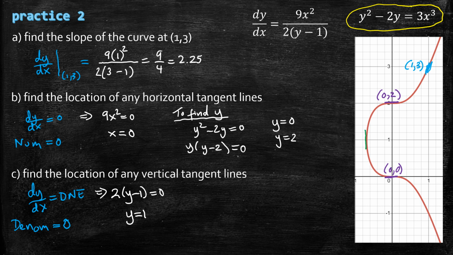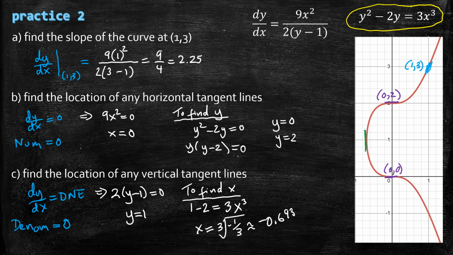It's true. Now that x coordinate is hard to find, so we really have to use the equation here. To find x, we plug in y equals 1. We get 1 minus 2 equals 3x cubed. If we isolate x, we'll get the cube root of negative 1/3, which is approximately negative 0.693. So we found the coordinate of this vertical tangent line to be negative 0.693, 1.